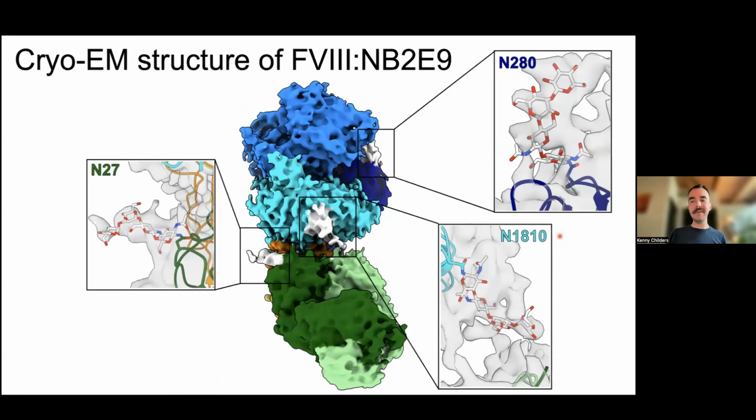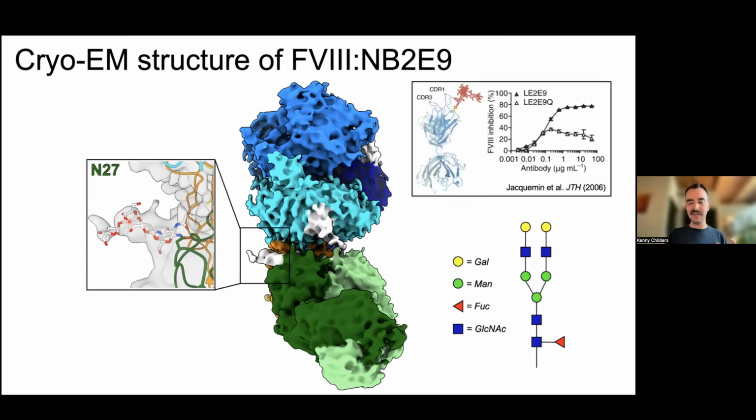Due to the quality of this map, we were even able to model in some known glycosylation sites on factor VIII, which are shown here at asparagine 280 and 1810, as well as that glycan group I previously mentioned. Remember, this is the glycan that, if we deglycosylate it, the inhibitory activity of this antibody drops by about 50%. We can see in our cryo-EM map where that glycan is coming out.